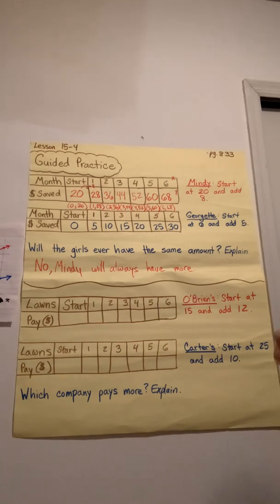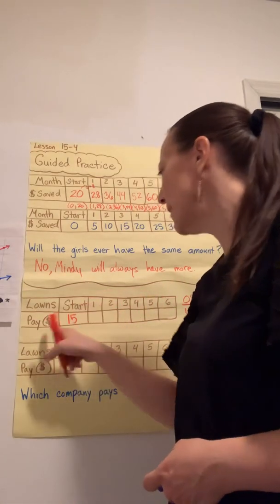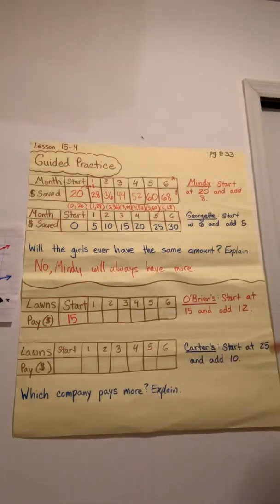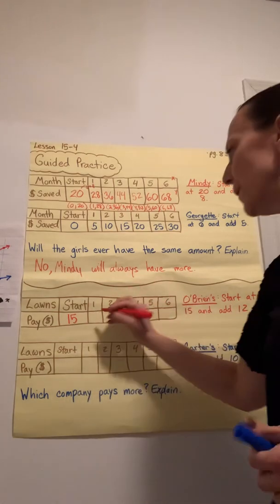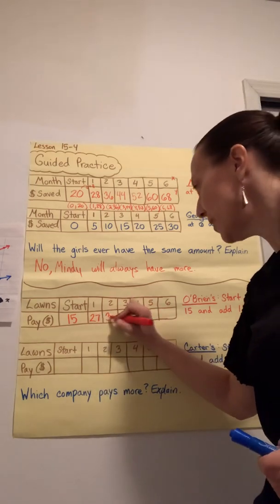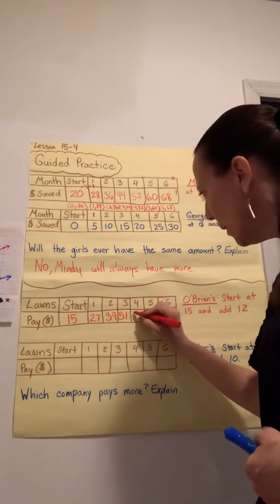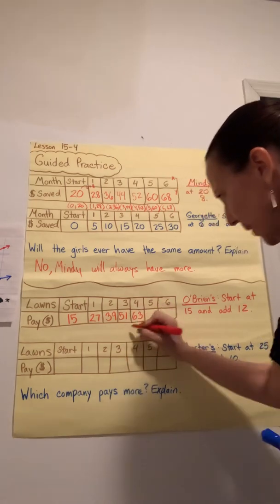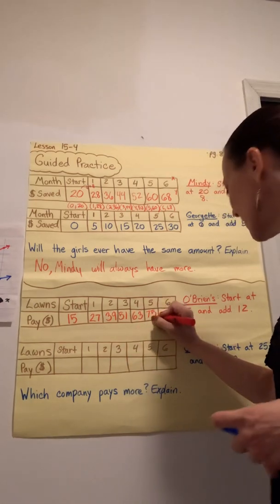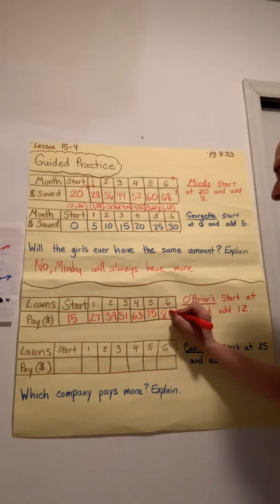So if I go quickly through the table, because we're used to that now, okay? O'Brien starts at 15. Again, my unit is here, so I don't really need to keep making the dollar sign. And I'm adding 12 each time. So 15 plus 12 is 27. Plus 12 more would be 39. Plus 12 more would be 51. Plus 12 more would be 63. Plus 12 more would be 75. And then plus 12 more would be 87.